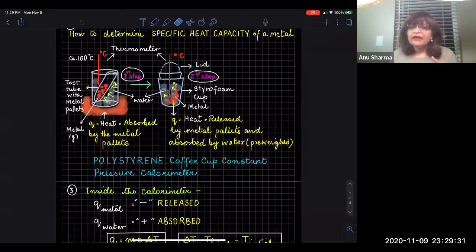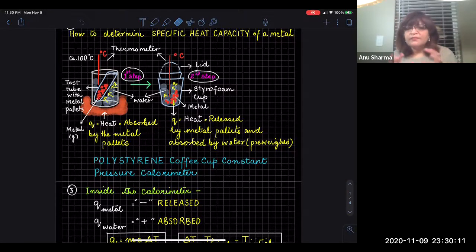Slowly, the metal is going to absorb the heat from the boiling water and gain some temperature. Next, you transfer this hot unknown metal, the pellets, into a coffee cup calorimeter. It's a styrofoam cup which contains a certain measured amount of water. The water is at a lower temperature. The hot metal pellets are obviously at a higher temperature.